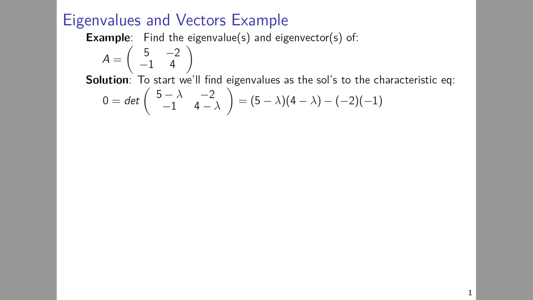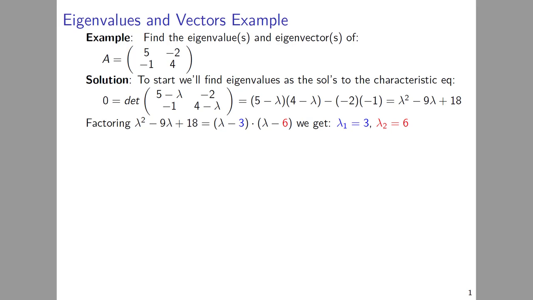Computing the product of the diagonal minus the product of the off diagonal, we'll have 5 minus lambda times 4 minus lambda minus -2 times -1. And distributing this, we'll get lambda squared minus 9 lambda plus 18.